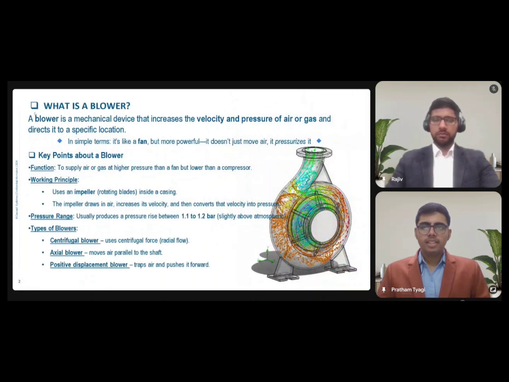So what exactly is a blower? A blower is a mechanical device that increases the velocity and pressure of air or gas and directs it to a specific location. In simple terms, it's a fan but more powerful, and it doesn't just move air, it pressurizes it. So what is the working principle, you may ask?